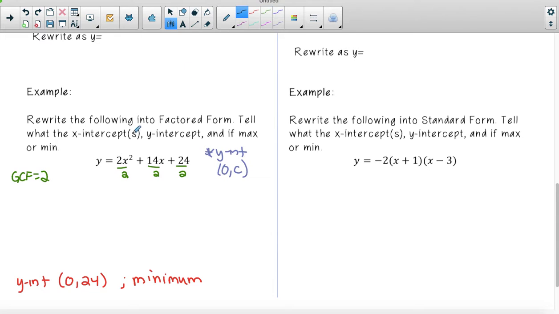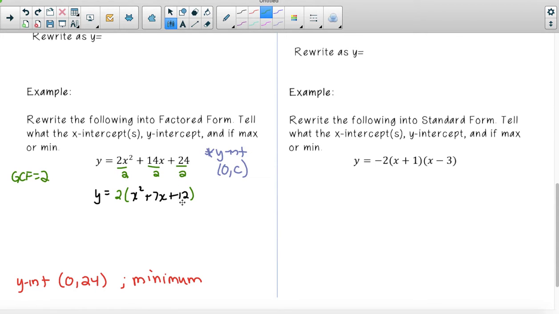I'm left with y equals, since we factored out that 2 it is on the outside, because remember, factoring is just the opposite of multiplication. We're dividing it. I'm left with positive 1x squared, positive 7x, and positive 12. So I keep it written like this because I know that if I multiplied the 2 back into the parentheses, I'd get my original. Now I want to factor this trinomial.